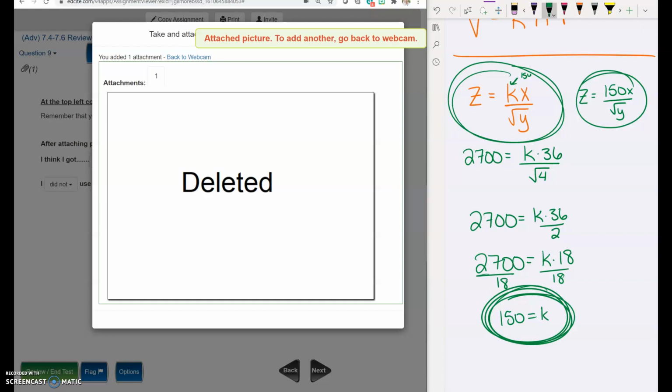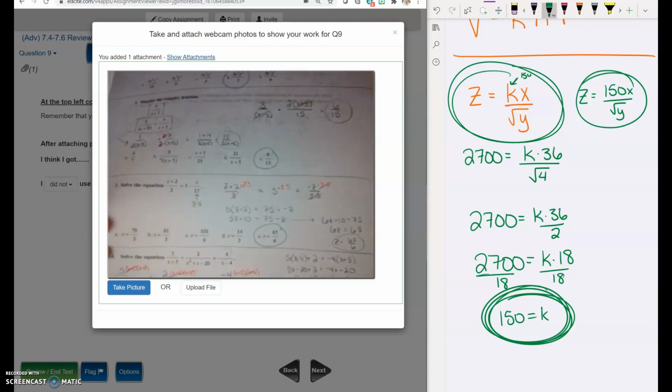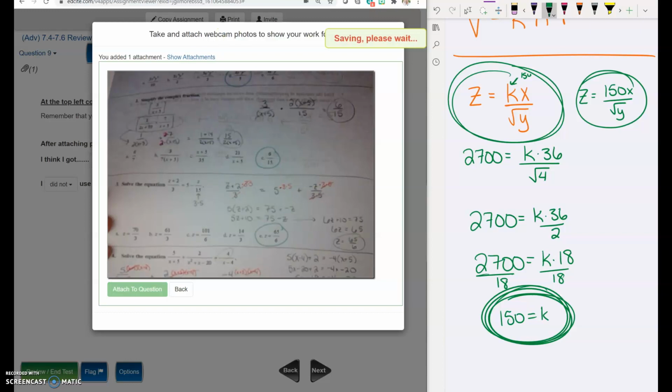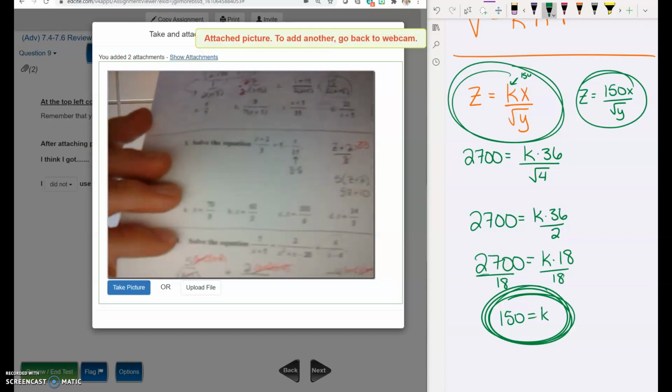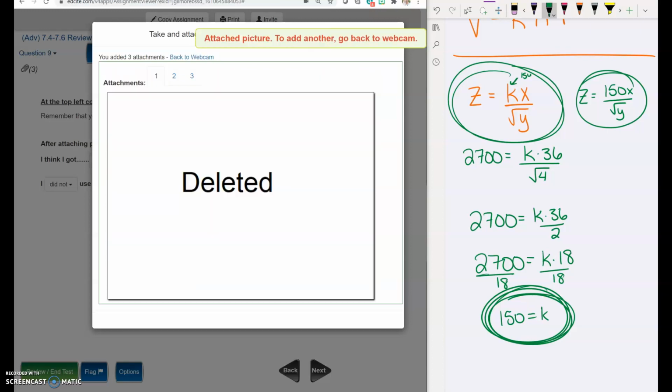Ignore that, it is there. And then say back to webcam. Then you can take a second picture, attach, click back to webcam, take another picture. You can attach as many pictures as you want.